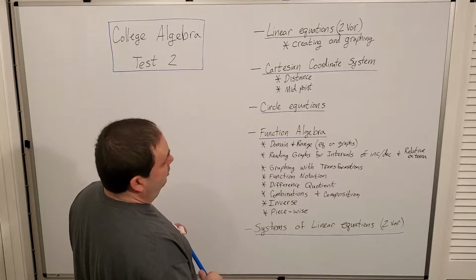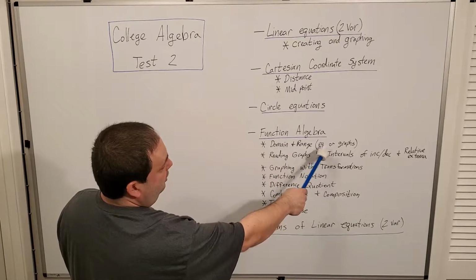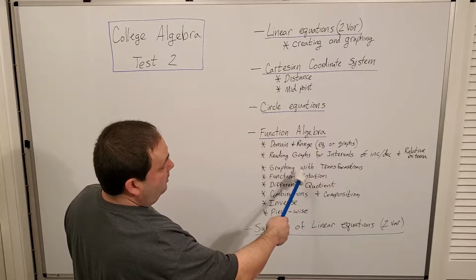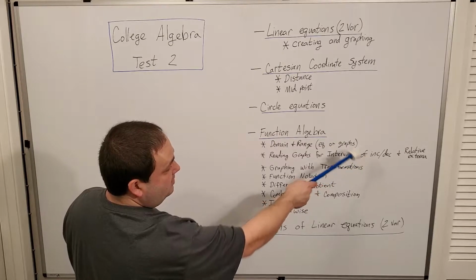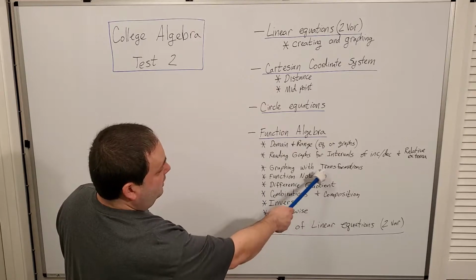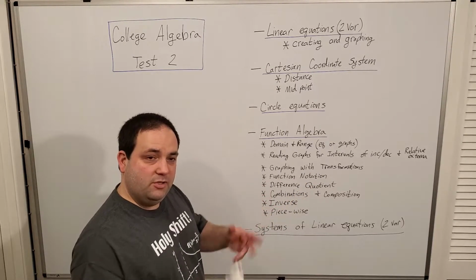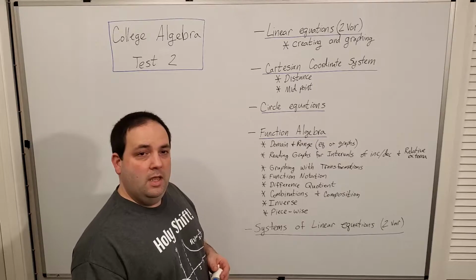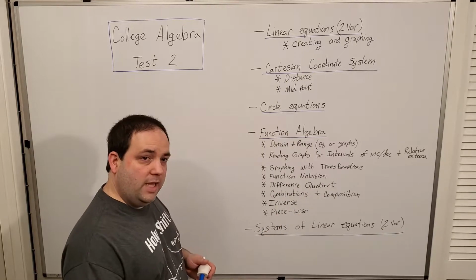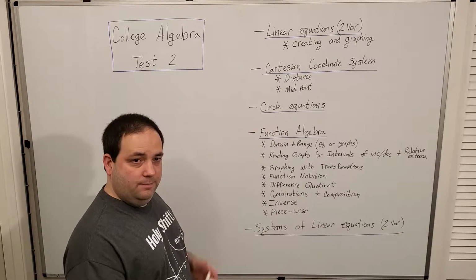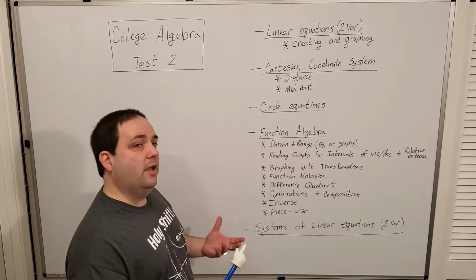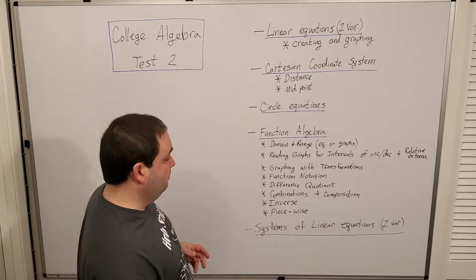So function algebra here covers everything about domain and range, whether it's from an equation or a graph. Reading graphs the same way, for domain and range, but also for intervals of increase and decrease and relative extreme points like relative maxes, relative mins. Graphing with transformations, being able to do all of the shifting, flipping, stretching techniques of graphing a function from a parent function. Okay, function notation, being able to understand whenever I have y equals f of x type of function setup. Difference quotient, being able to just find the formula for a difference quotient for a function.